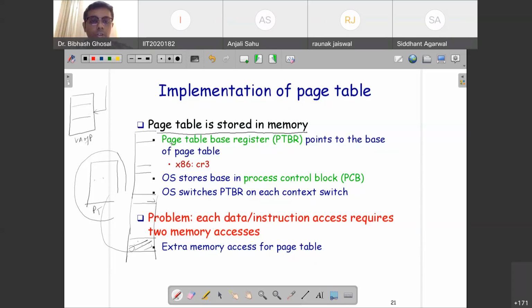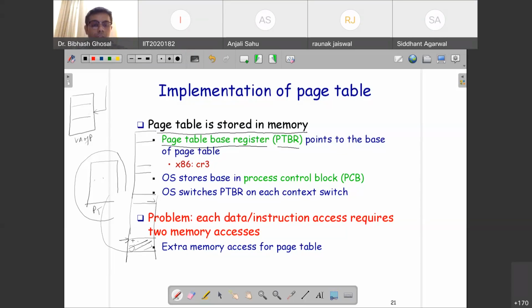We distinguish through dedicated registers. As you see here, there is a register called the page table register or page table base register. What does it contain? It contains the base address of the block of memory that contains the page table. I repeat, what does this register contain? It contains the base address of the block of memory which contains that page table.